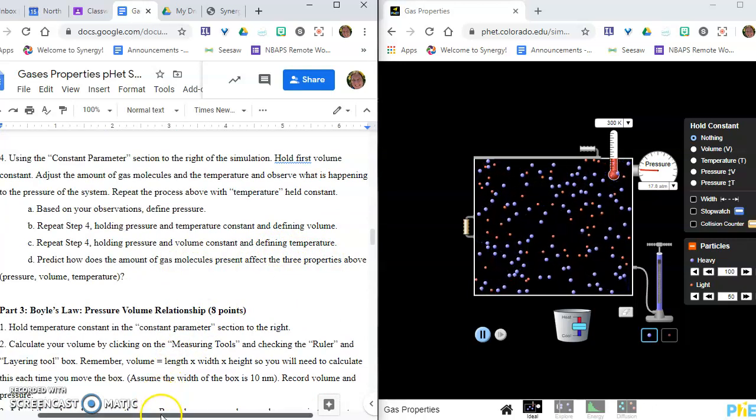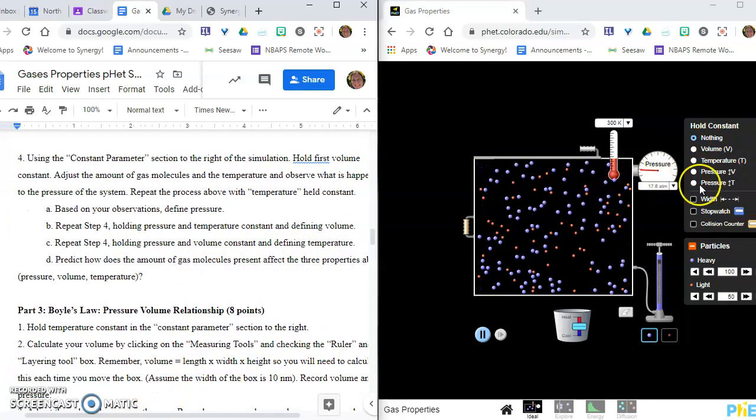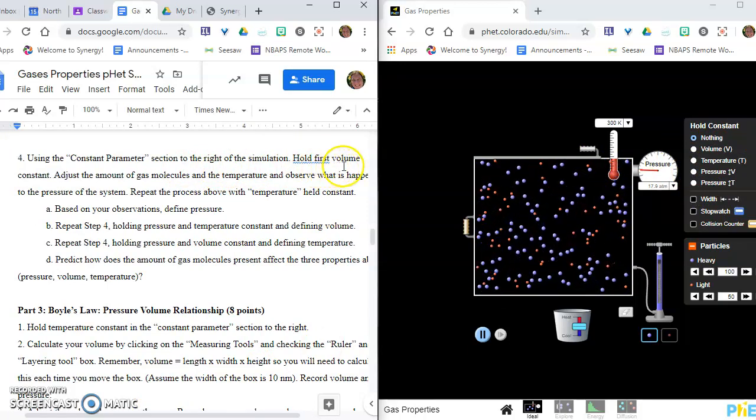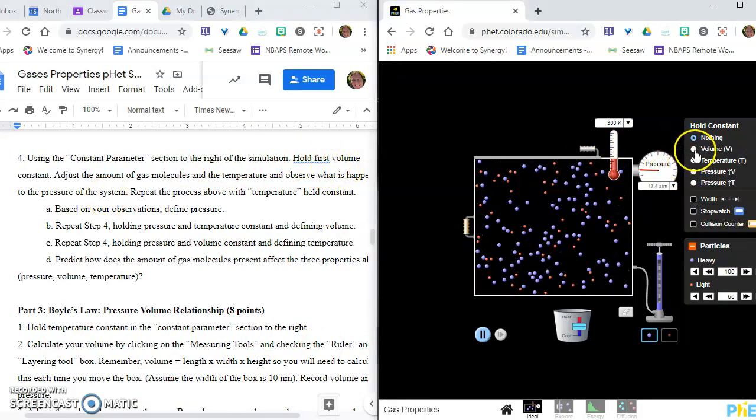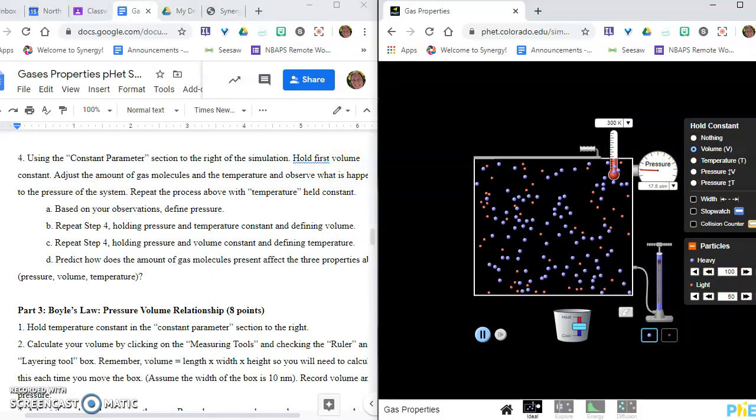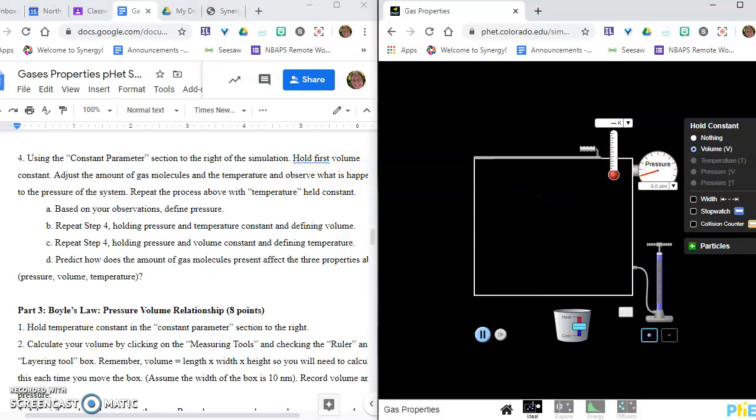So the next part, we're going to use this constant parameters section. We're going to put our volume as constant. So I'm going to click on this little button. I'm going to reset actually. We'll put volume as constant. We're going to adjust the amount of gas molecules and temperature and see what happens to the pressure.